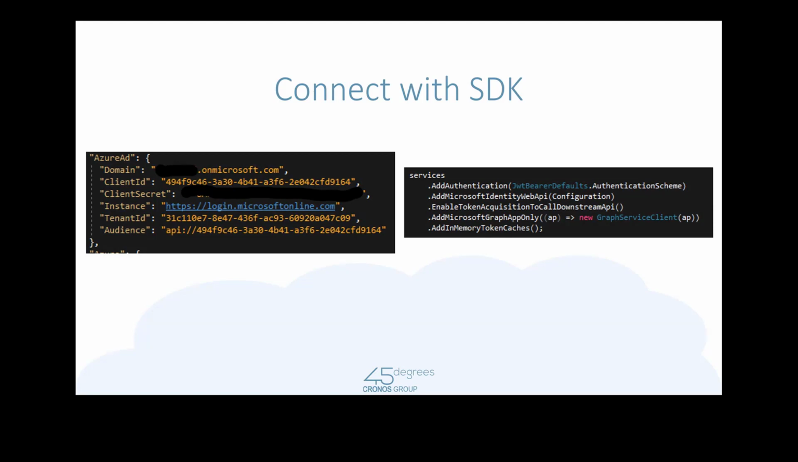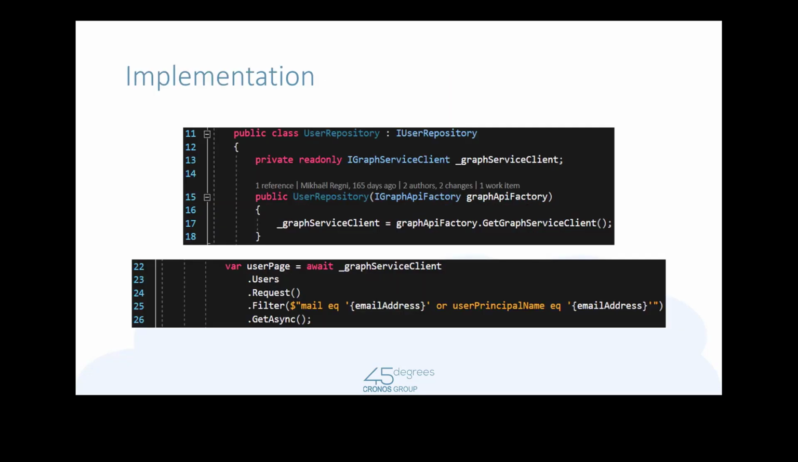This is an example about the configuration, how to configure your API. The left one is what you put in your app settings, and on the right part you see the configuration you need to do in the startup of your API. And then the next thing is an implementation, how we're using repositories with dependency injection. Above that we use CQRS with commands and queries with the mediator library.